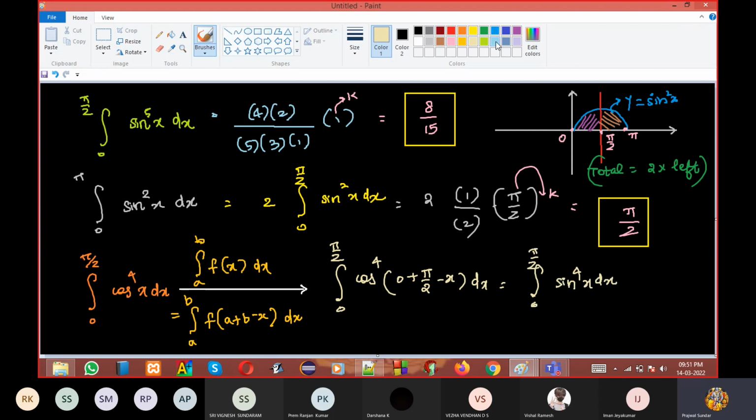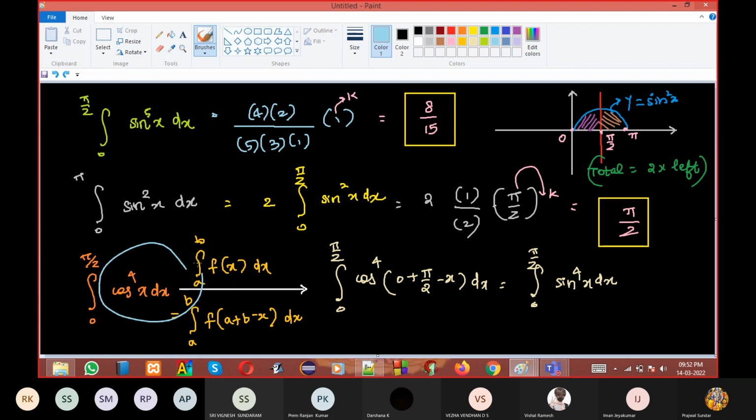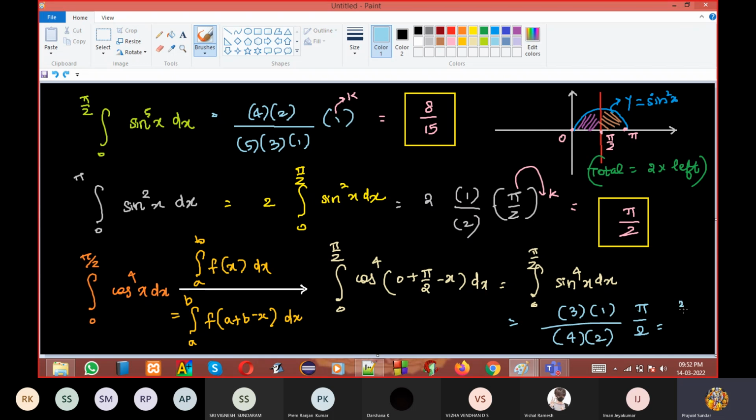What I'm saying is the formula for sine and cos is the same. So for cos also it's the same only. So remember that also. Why? Because you can apply this property, then you will get back sine only. Okay, now you can do it. You will get 3 into 1 by 4 into 2 into pi by 2. Final answer is 3 pi by 16. Okay. These concepts please keep in mind.